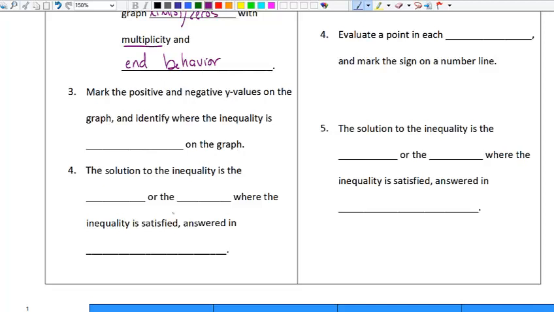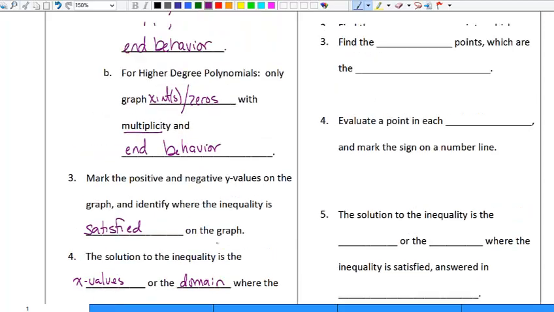The x-axis, or the 0, determines whether they're less than 0 or greater than 0. So then I want you to identify on the graph where the inequality is satisfied. Where does the less than or equal to or greater than or equal to satisfy the inequality? Number 4, the solution to the inequality is the x values, or we call that the domain, where the inequality is satisfied. Don't forget you need to answer that in interval notation.